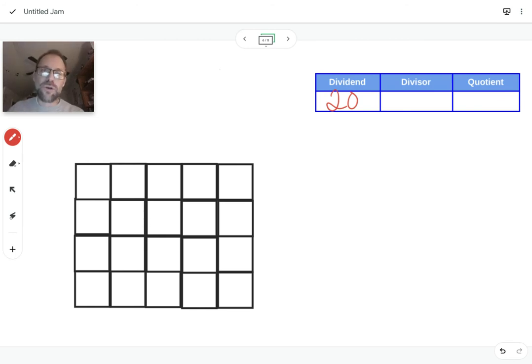Now, how could we break 20 up into equal size groups? I want to hear your idea, okay? Give me your idea, and then I'll meet you back here on the other side. All right. Well, you didn't have much of an idea, did you? I mean, much of a choice, did you? Because I only gave you a certain amount of choices to go with.